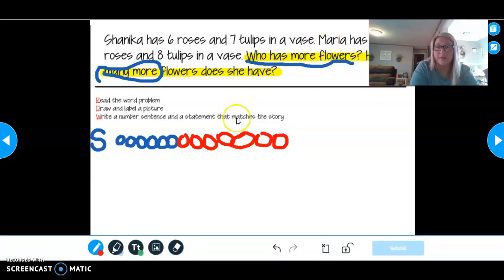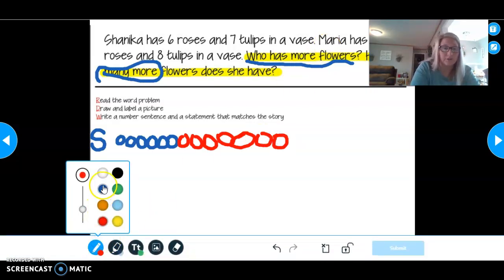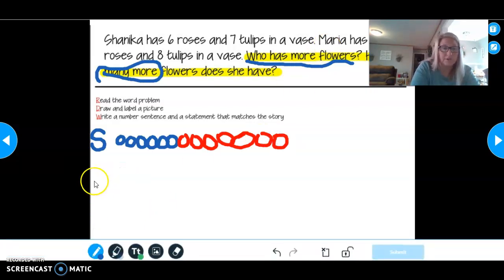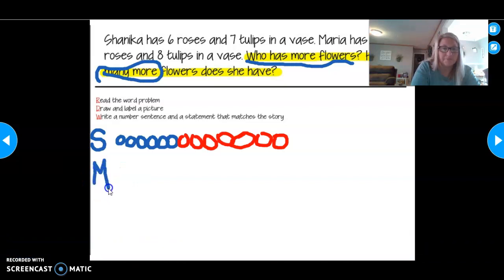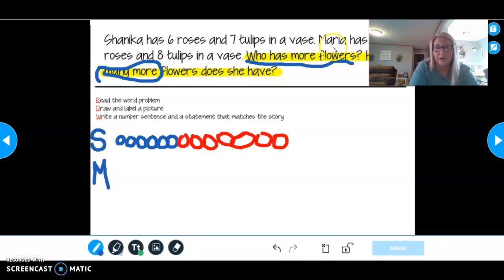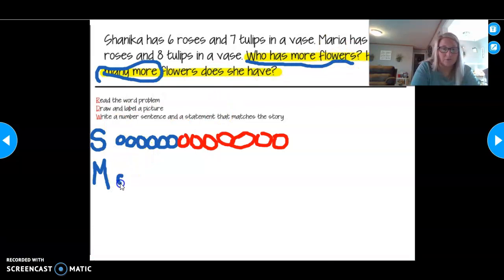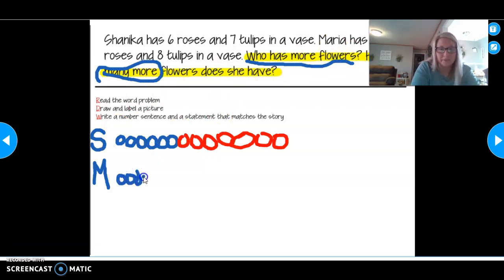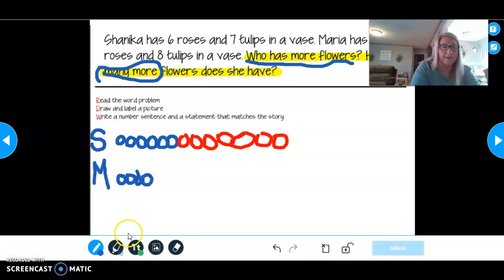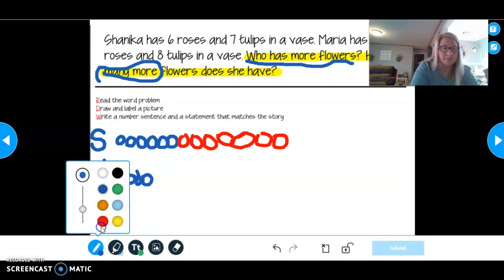Okay, now Maria's turn. So I'm going to go back up here. I'm going to do an M for Maria. Maria has 4 roses. So I'm going to do 4 circles to represent the 4 roses. And 8 tulips.